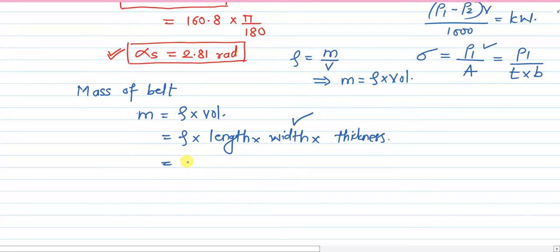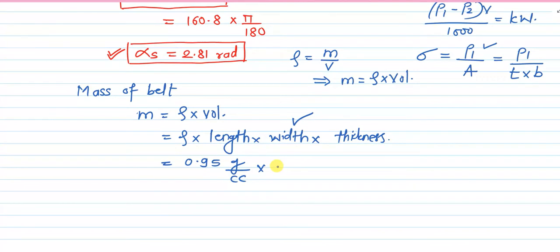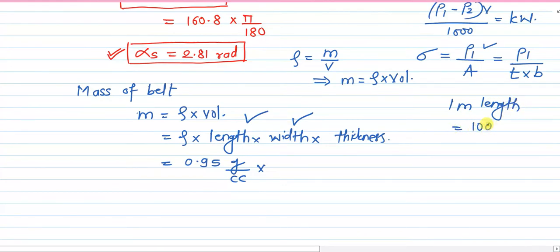So density is 0.95. Remember, this is in gram per cubic centimeter. So all the other parameters also have to be in units of centimeter, or simply meter. Now the length of the belt has not been given in the problem statement, but we can calculate the volume for unit length of the belt, that is 1 meter length of the belt. So 1 meter is equal to 100 centimeter, which is consistent with the unit of the density. So the length of the belt is 100 centimeter.